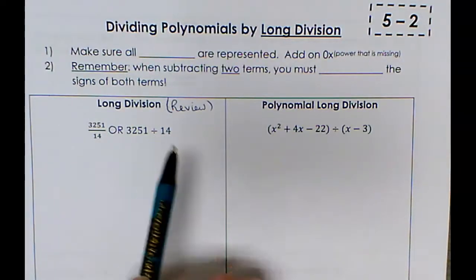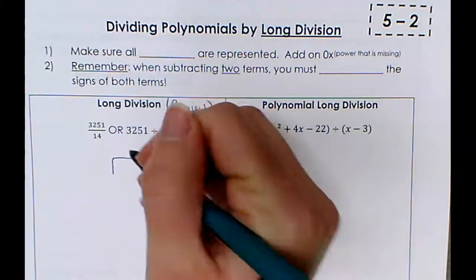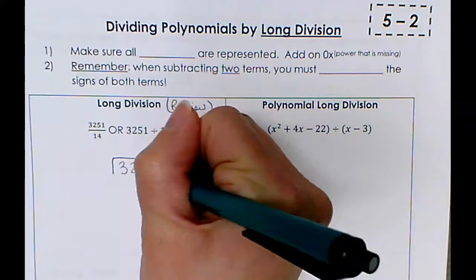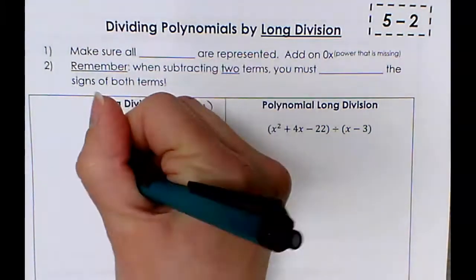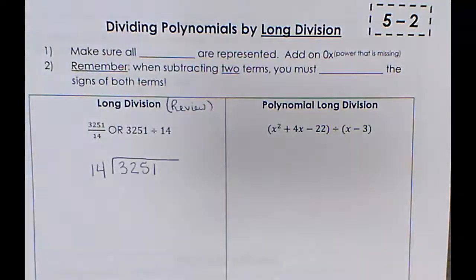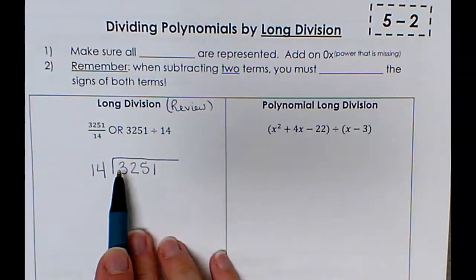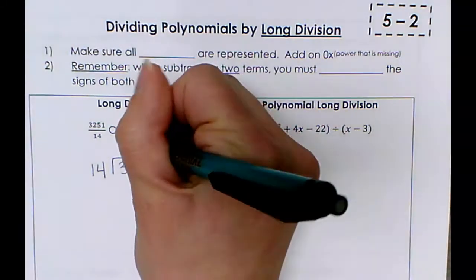So I'm going to put this top part inside of the division, what some people call the division house, so 3,251. And then this bottom part, what you're dividing by, goes outside. When doing long division, you want to see how many times 14 will fit into 3. Well, it doesn't fit into 3, so you go to 32. 14 goes into 32 2 times.